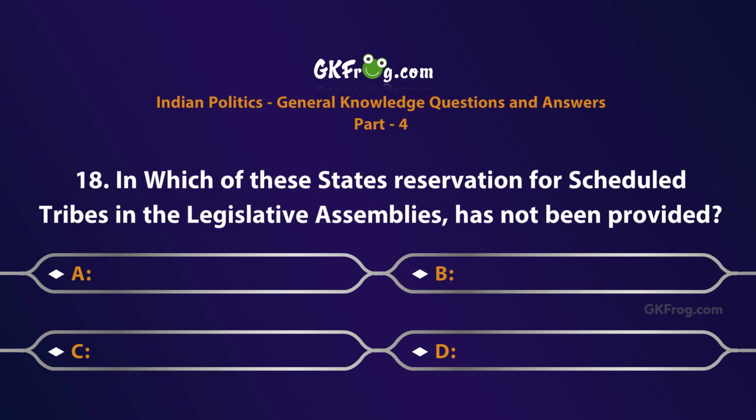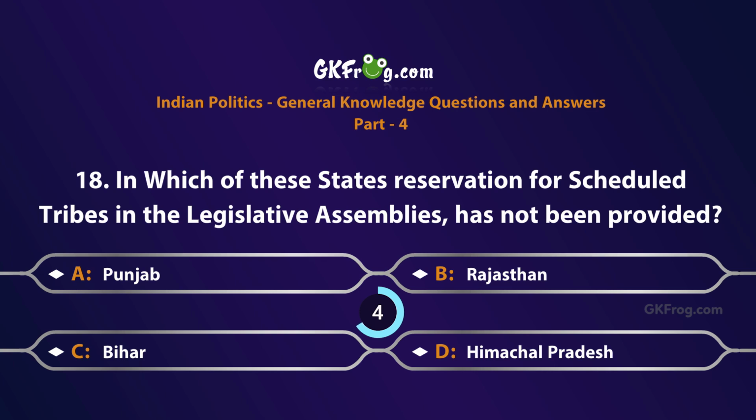In which of these states reservation for scheduled tribes in the Legislative Assemblies has not been provided? A. Punjab, B. Rajasthan, C. Bihar, D. Himachal Pradesh. Correct answer is A. Punjab.